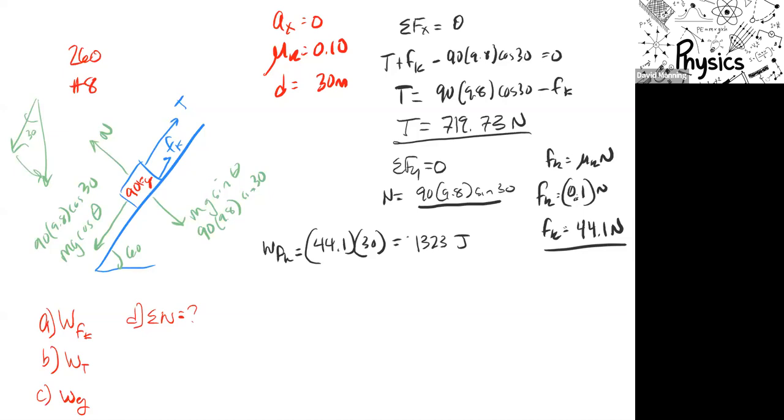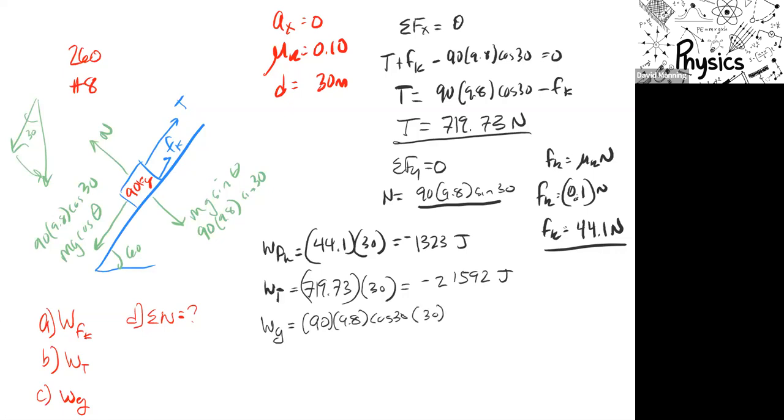Now that's going to be negative because the person's moving down the slope. The work done by tension is 719.73 times 30. Negative 21592 joules. The work done by gravity is 90 times 9.8 times the cosine of 30 times 30.